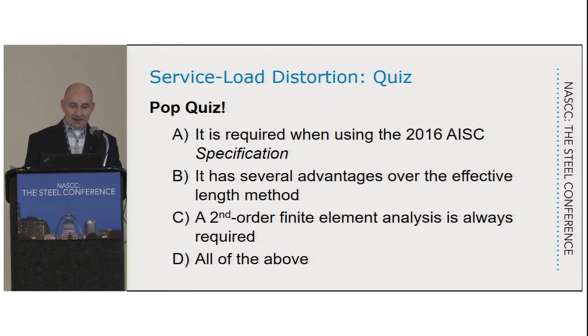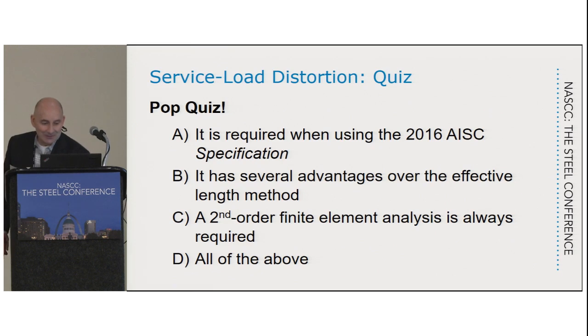Okay, A. Notional load analysis is required when using the 2016 AISC specification. B, it has several advantages over the effective length method. C, a second order finite element analysis is always required. Or D, all of the above. Got anybody that's brave enough to step out there?